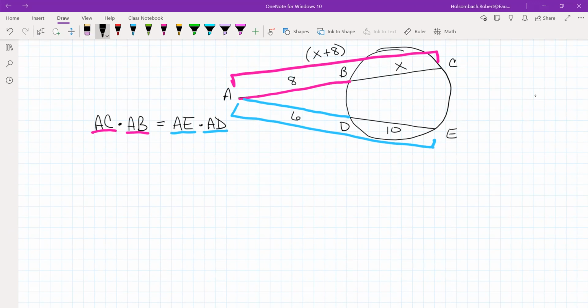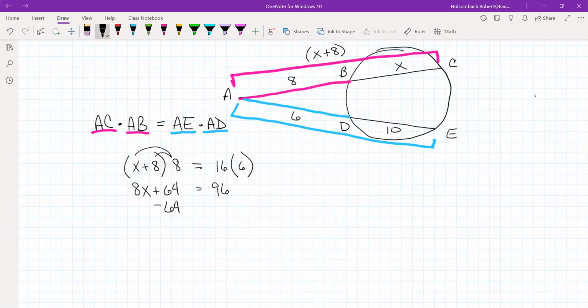So we get AC, which is x plus 8, times AB, which is 8, equal to AE. A to E would be the 6 plus the 10, which is 16, times AD, which is 6. All right, so then we've got the distributive property here on the left. x times 8 is 8x, and 8 times 8 is 64, and that's equal to 16 times 6, which is 96.